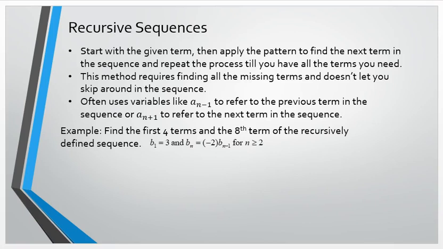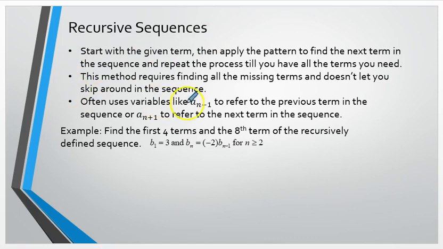So now we're going to focus on the recursive way of writing a sequence. And the way these work, they start off by giving you usually the first term in the sequence, and then they tell you what kind of operation or what pattern you need to apply to find the next term. So for example, they'll indicate to you that you are adding 2 every time, or maybe you're taking the previous term and multiplying by 3 to find the next one. So they'll give you the starting point and they'll give you the pattern to use to find the next term.